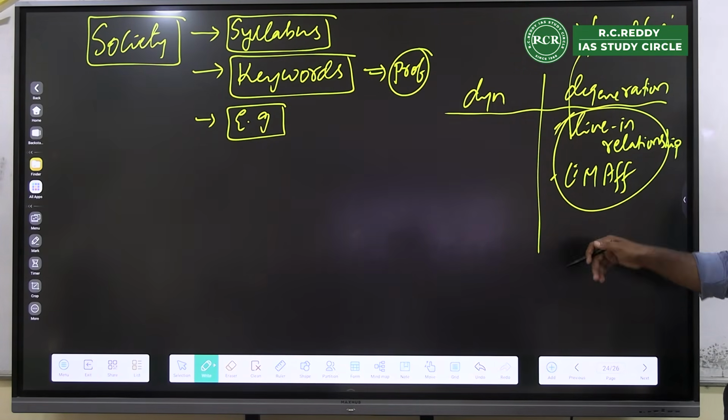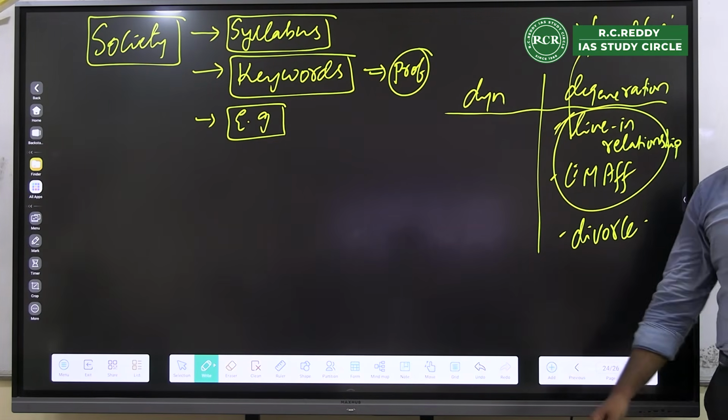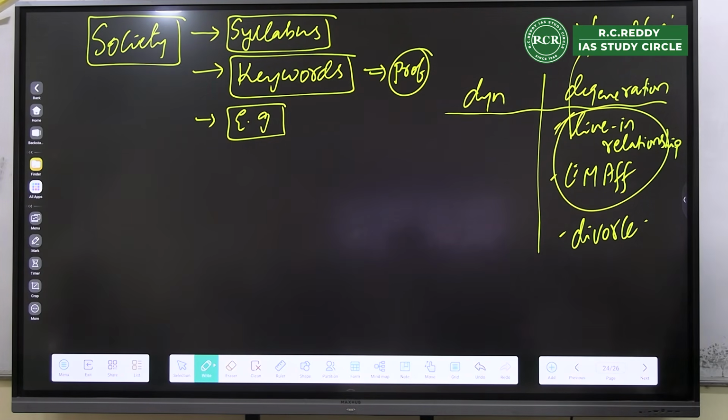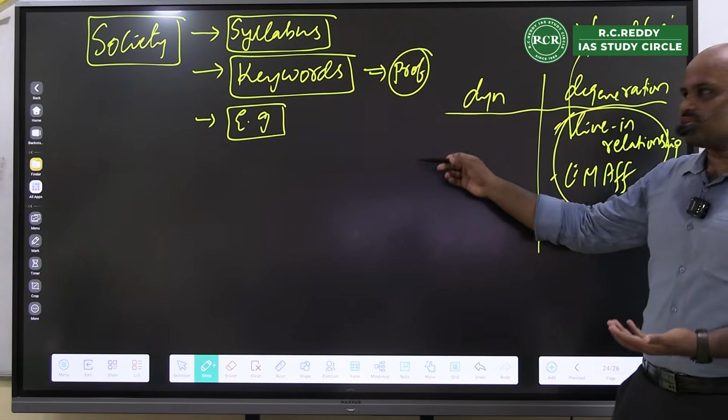What other degenerations are happening? I can see the increasing rates of divorce. Divorce rate is increasing. Now if you want to put some data, you can put. Now don't write your friends' examples and all here. For example, my friend had a bad divorce recently. Don't do that.